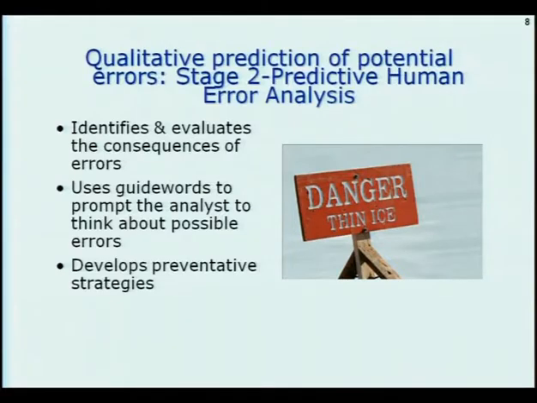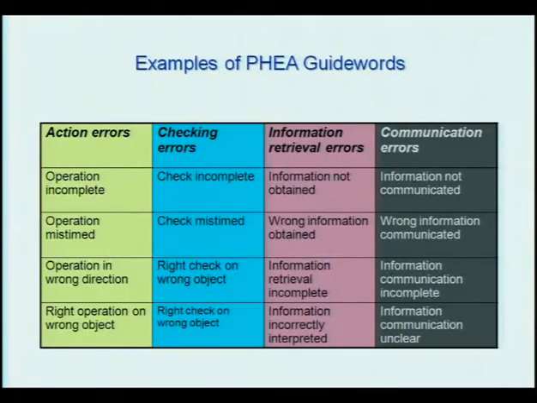Second stage, predictive human error analysis. And as we said earlier, this is to do with identifying and evaluating the consequences of error. And it uses a set of guide words to prompt the analyst about possible errors. So here are some examples of the guide words. They're divided into 4 categories: action errors, checking errors, information retrieval errors, and communication errors.